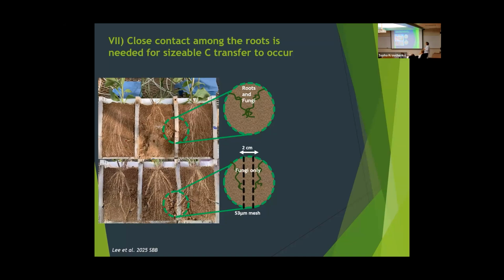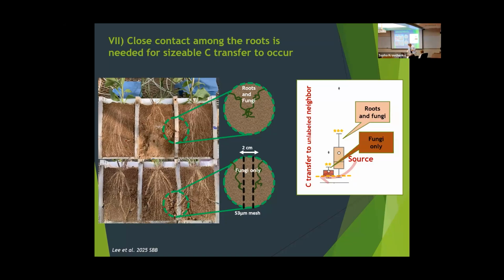And in the other half, around these dividers, we would put a 53 micron mesh that would still allow fungi to go back and forth, but would prevent direct root contact. So there is this 2 centimeters of space filled with the same soil, same density, packed the same way, that would separate the neighbors.